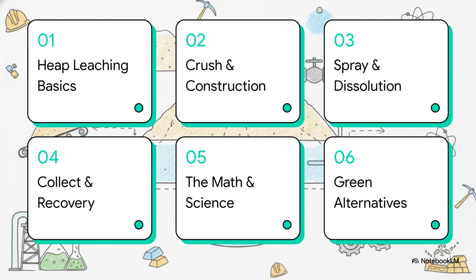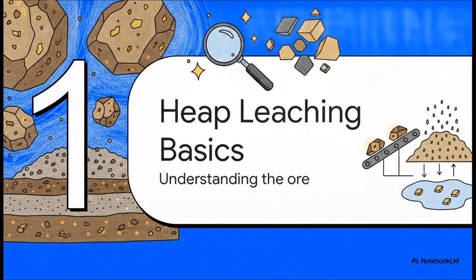Okay, so here's our roadmap for today's explainer. 1. Demystifying heap leaching. 2. Crushing and heap construction. 3. Spraying and chemical dissolution. 4. Collection and gold recovery. 5. The engineer's perspective. And 6. Greener alternatives.